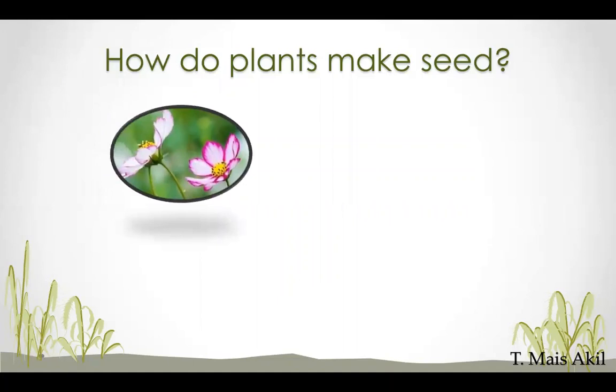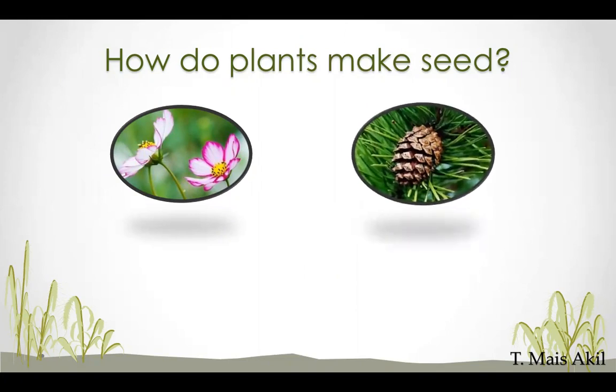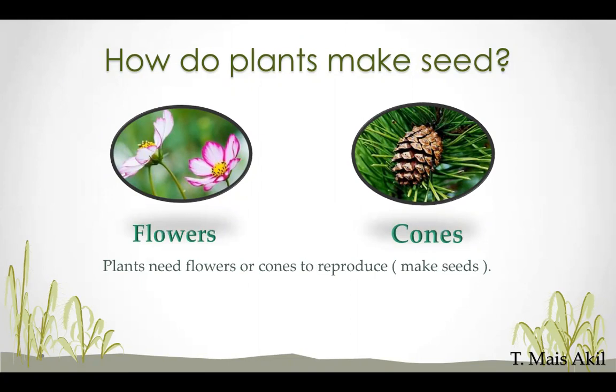First of all, some plants have flowers, other plants have cones. Flowers and cones are the structures that make the seed. So plants need flowers or cones to reproduce. Reproduce means to make new plants. So how do the plants reproduce? By making seeds. The flowering plants make their seeds through their flowers, and the coniferous plants make their seeds through their cones.